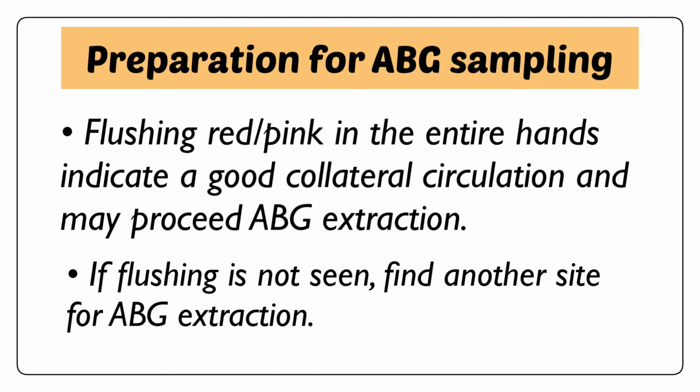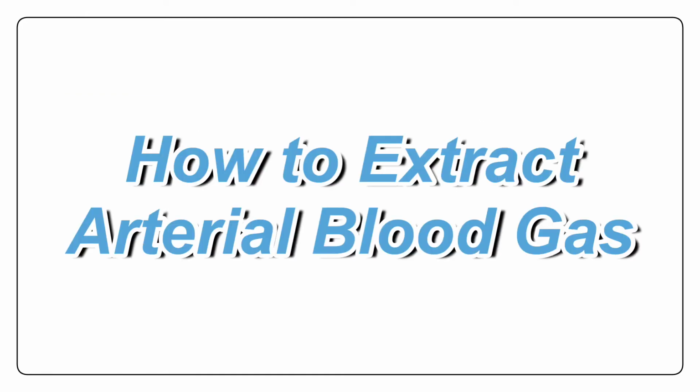If flushing of the entire hand is not seen, you cannot proceed to arterial blood gas sampling and you have to look for another site. And then you can now proceed to arterial blood extraction. I will show that in a separate video.